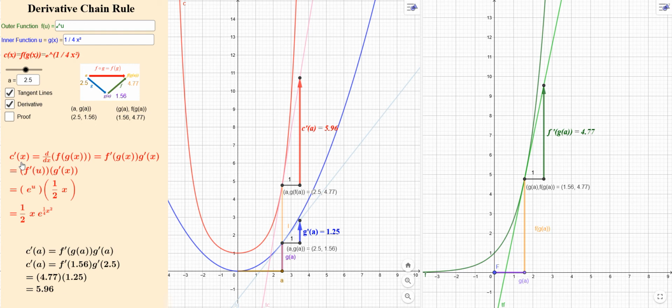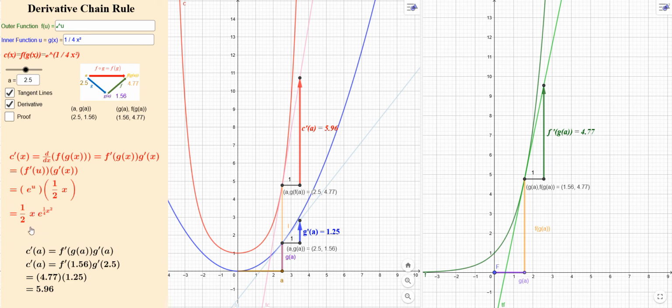C prime of x is the derivative of f of g of x. That's f prime evaluated at g of x times g prime of x. Or in other words, that's f prime of u times g prime of x. Well, f prime of u is e to the u, and g prime of x is 1/2 x, but u is 1/4 x squared. I'm not going to write that in the front. And there's the formula for the derivative that we're looking for.